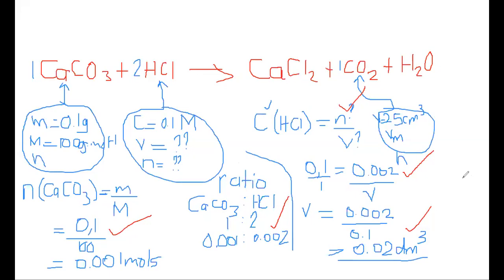The next one is your percentage yield. Percentage yield. Right, so we are done with this. Then we look at percentage yield, which brings us to the last part of your stoichiometric calculations.